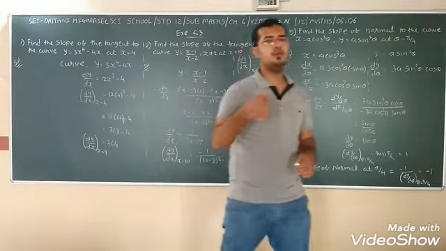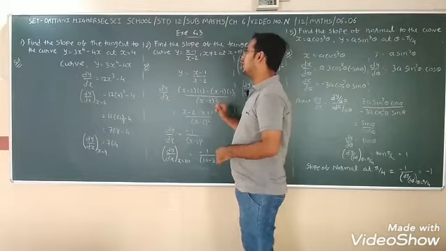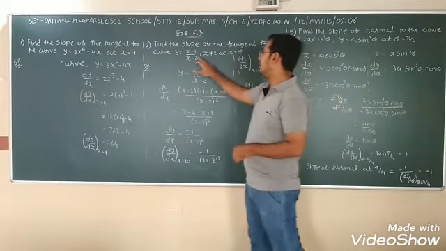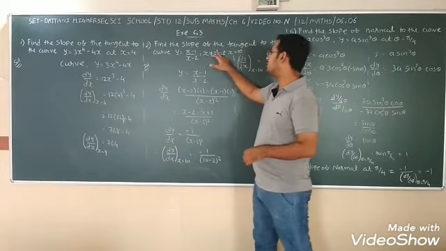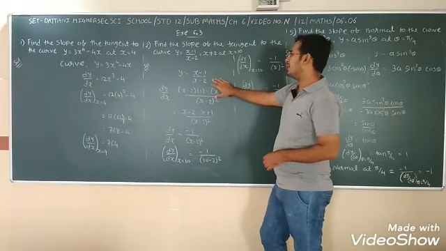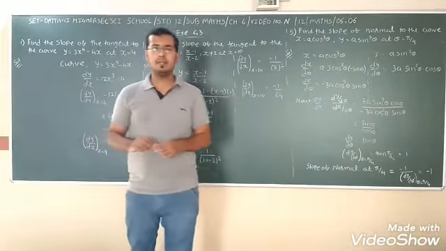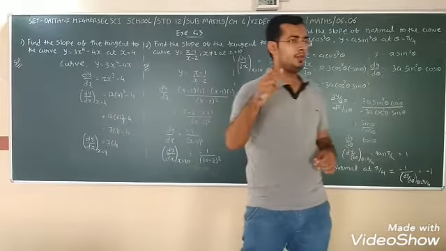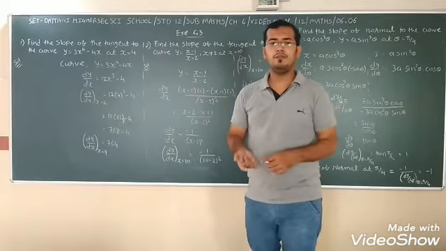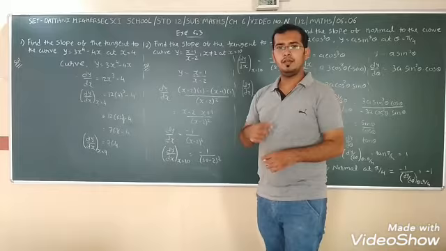So simple, you just have to take the derivative and then put the value which is given in the question. Second one: find the slope of the tangent to the curve y is equal to (x minus 1) upon (x minus 2), x not equal to 2, at x is equal to 10. This is a division form, so we apply the division rule: denominator as it is, derivative of numerator, minus numerator as it is, derivative of denominator, upon denominator square.